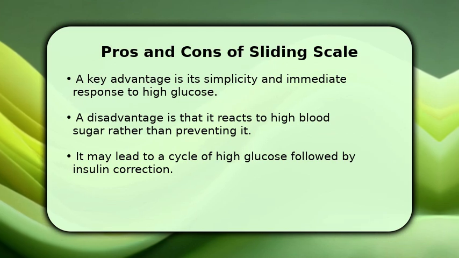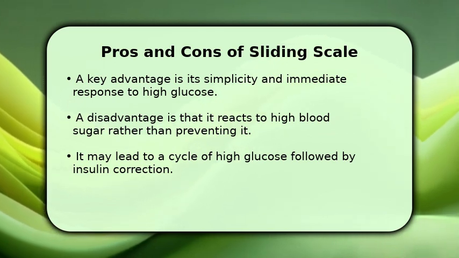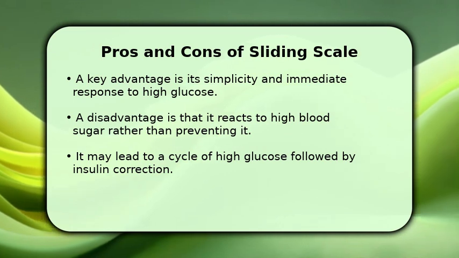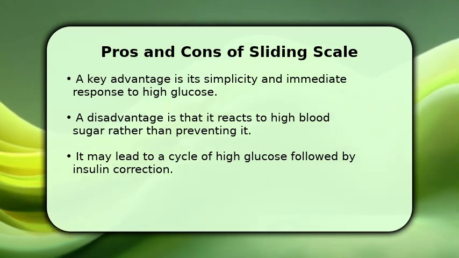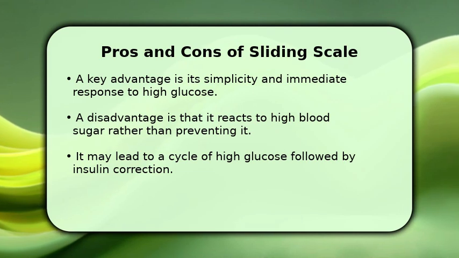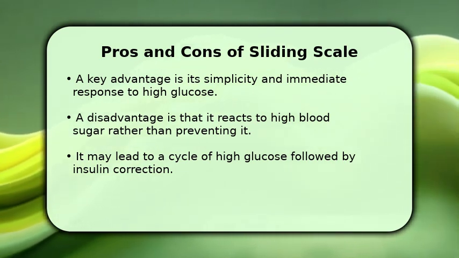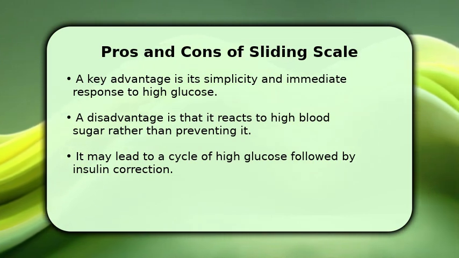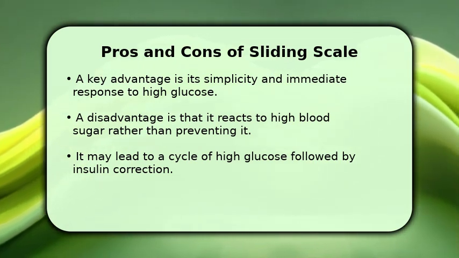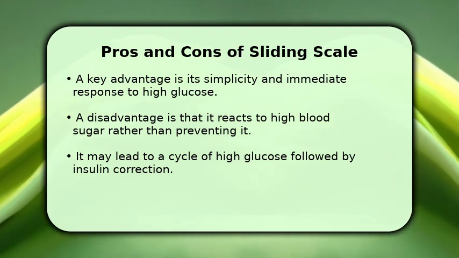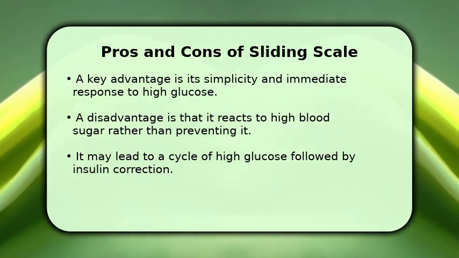A significant disadvantage is its reactive nature. It corrects high blood sugar after it occurs, rather than proactively preventing it. This can sometimes lead to a cycle of high glucose readings followed by insulin correction, which might not provide optimal long-term control. It also doesn't account for anticipated carbohydrate intake, making it less flexible for daily life.